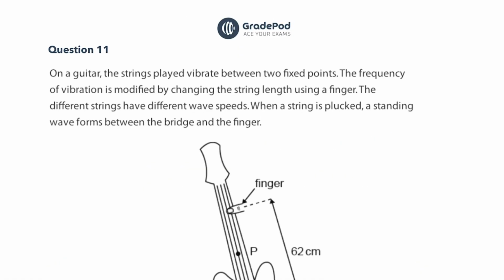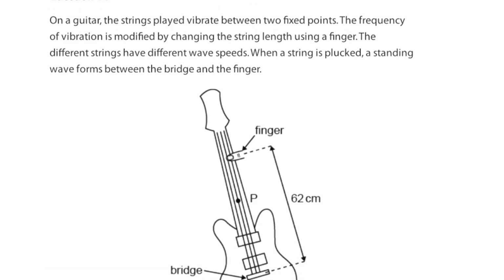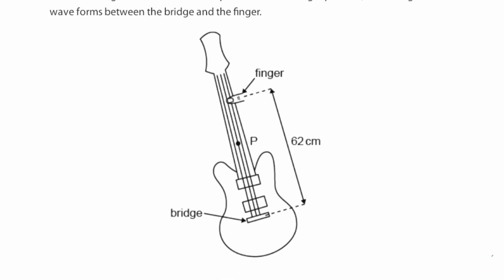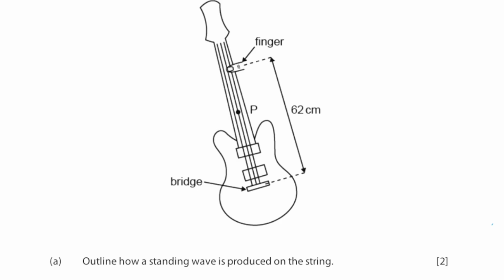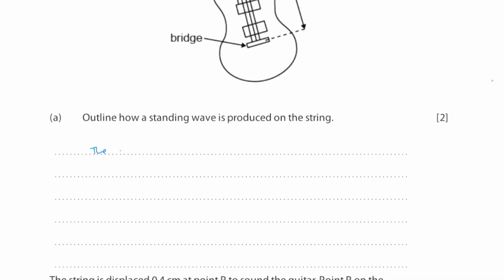Question 11. On a guitar, the strings played vibrate between 2 fixed points. The frequency of vibration is modified by changing the string length using a finger. The different strings have different wave speeds. When a string is plucked, a standing wave forms between the bridge and the finger. Outline how a standing wave is produced on the string. The wave moves along the string and reflects at the closed end.